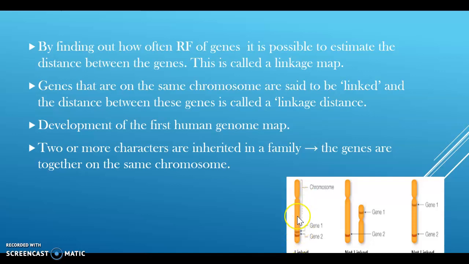In this example, gene 1 and gene 2 are present on the same chromosome and are linked, so they are inherited together. In this one, gene 1 and gene 2 are present on different chromosomes and they are not linked. And here both are present on the same chromosome but at a sufficiently large distance, so they are not linked.